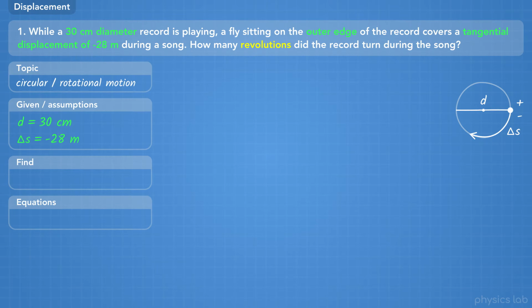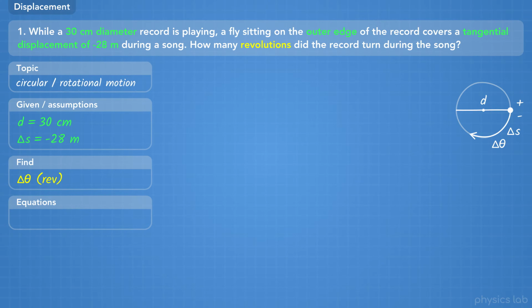Finally, the problem is asking us to find the number of revolutions that the record turns during that time. Revolutions is a unit of angular displacement, which is delta theta. So we'll write down that the problem is asking us to find delta theta in revolutions. Let's label our picture with delta theta too.